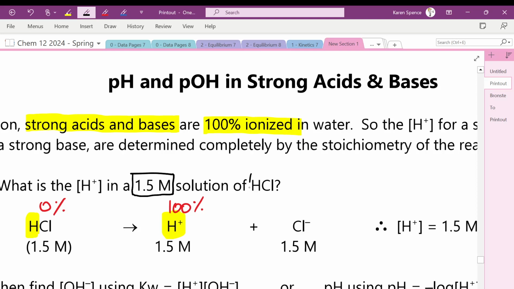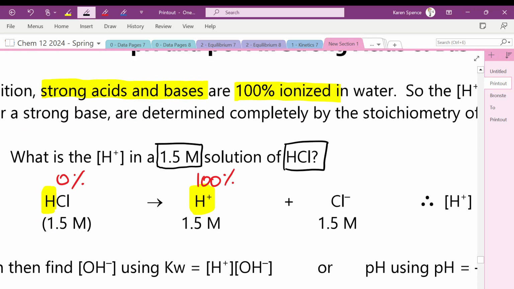So if we ask, what is the hydrogen ion concentration in 1.5 molar HCl, what we can do is write our dissociation equation, and underneath the HCl, we can write 1.5 molar. Now, I have a tendency to put it in brackets. It's not incorrect if you don't, but I like to put it in brackets because it reminds me how much is actually left as HCl stuck together.